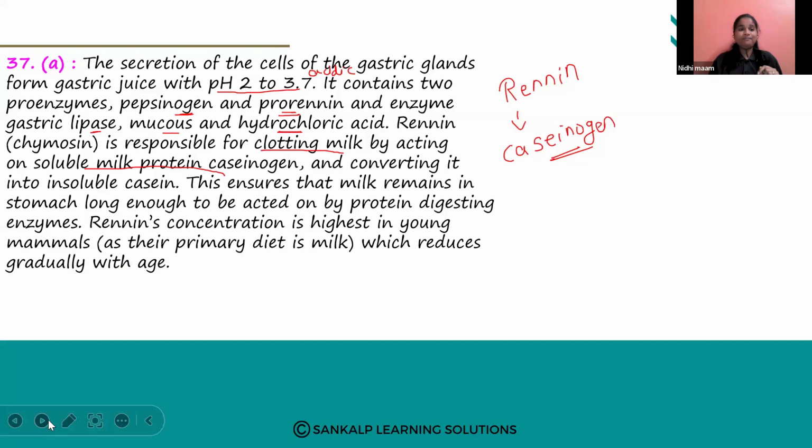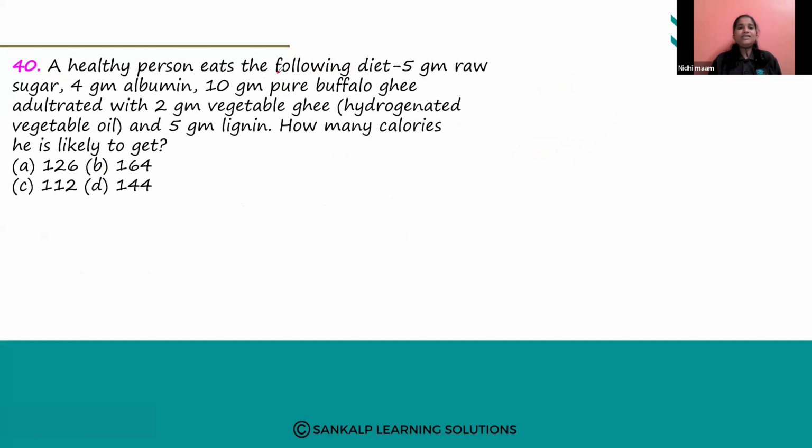Remember these points. Fine. A healthy person eats the following diet: 5 gram of sugar, 4 gram of albumin, 10 gram of pure buffalo ghee adulterated with 2 gram vegetable ghee, and 5 gram of lignin. How many calories is he likely to get? Here 5 gram of sugar we can consider a carbohydrate. Albumin we can consider as a protein.